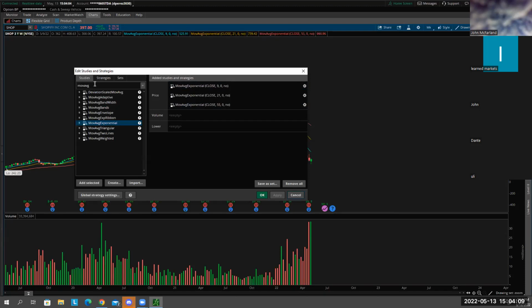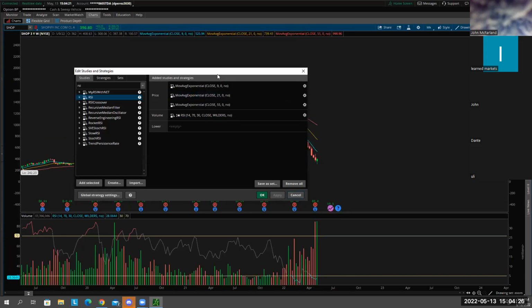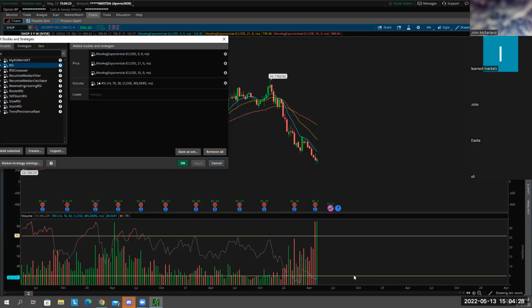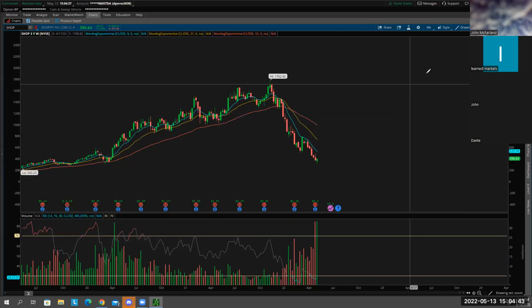All right, next you want to add your RSI. Now for the RSI, you want to make sure that you put it here. See how it's in lower? You don't want it there. Well, some people might like it there. Personally, for me, I like it on my volume. So I get to see my RSI with the volume. Like I said, I'm showing you how I set up my charts. Now that's all I use for my studies.